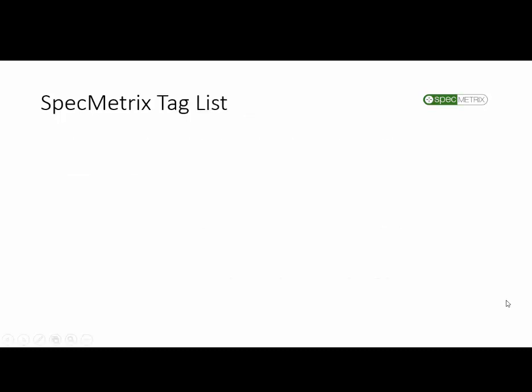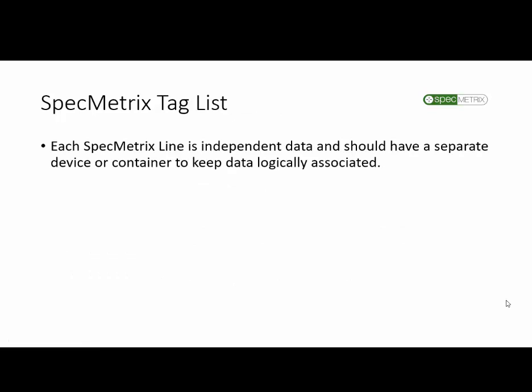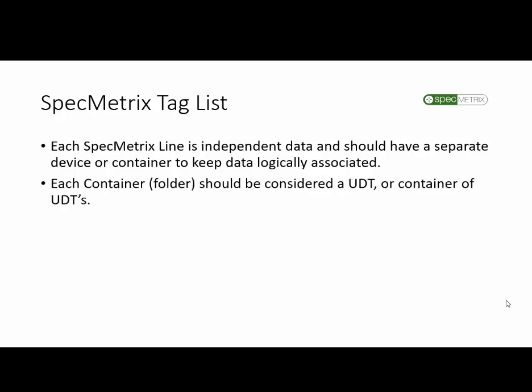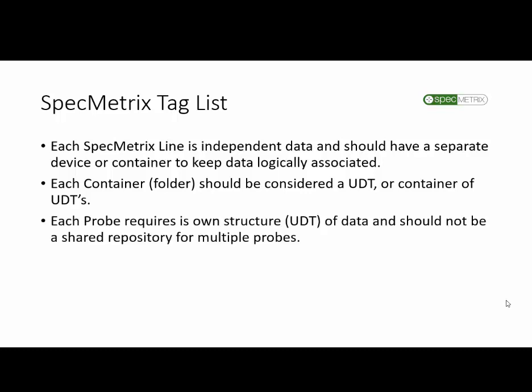On the SpecMetrix tag list, some important notes to recap is each SpecMetrix line is independent data and should have a separate device, or at least minimally a separate container, to keep the data logically associated with each line. Each container or folder, as you break down the line progress, should be considered a separate UDT structure or user-defined data type. Or it may be a container of UDTs, such as the probe data containing multiple probes. And each probe in and of itself, as you're evaluating, should have its own data structure.